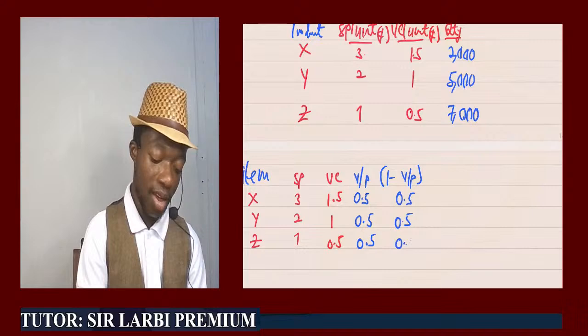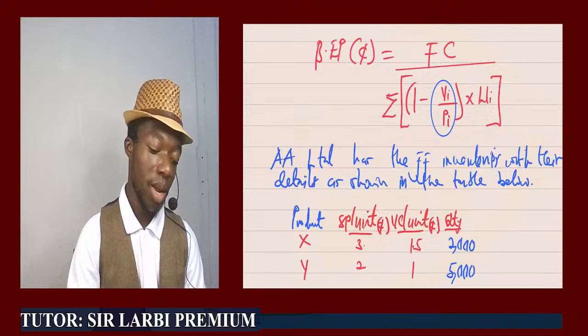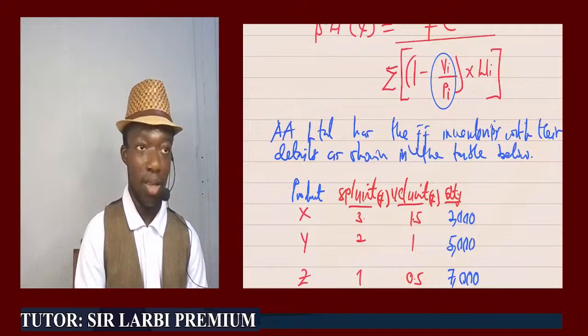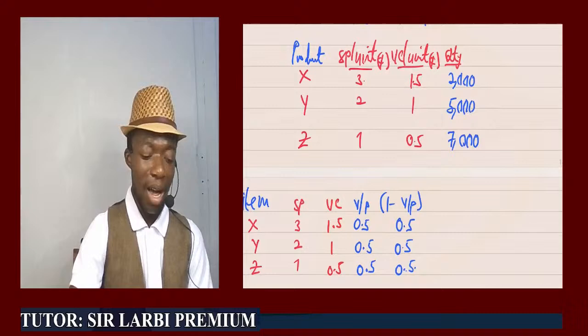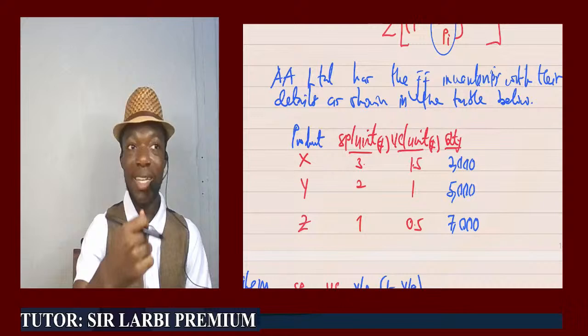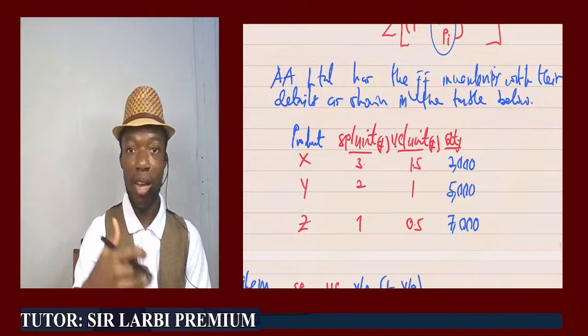The next thing you want to do is that you see we have 1 minus V over P multiplying the weight. The weight is what we're going to calculate next. Calculating the weight is very simple. Here is where we introduce what we call total sales. Remember, as we started with the introductory lecture, we said break-even analysis is a tool for making decisions. Business people use it for making decisions and forecasting.